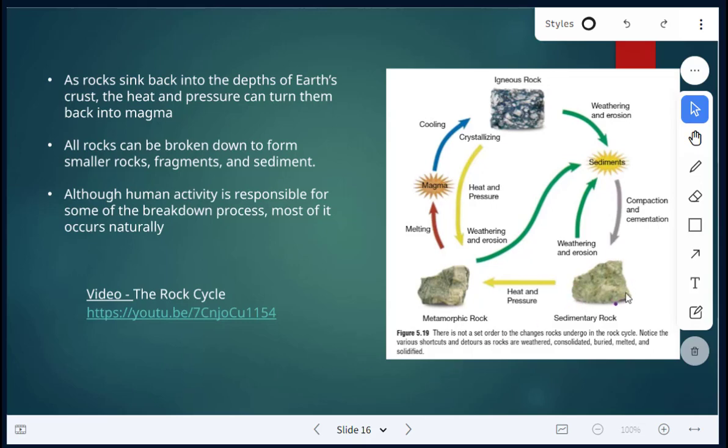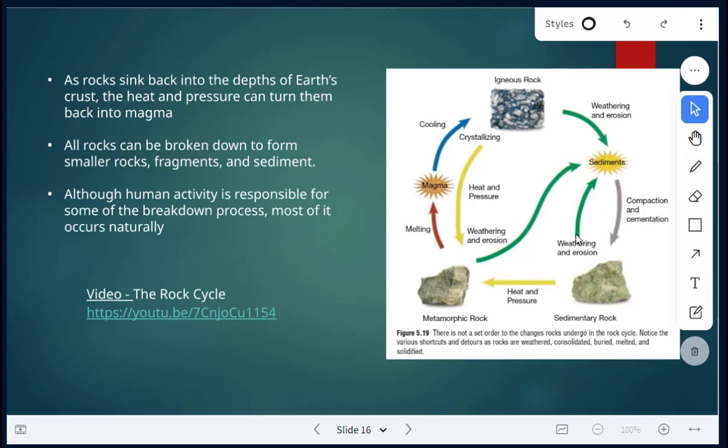if we start here at sedimentary rock, under heat and pressure, it can change to metamorphic rock. If that metamorphic rock melts, it becomes magma. It can be cooled to form igneous rock. When there is weathering and erosion, that produces sediments. The compaction and cementation, we're back to sedimentary rock.